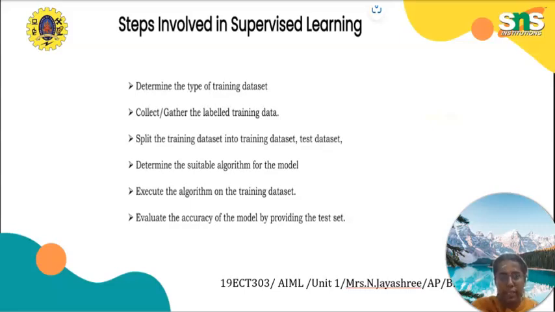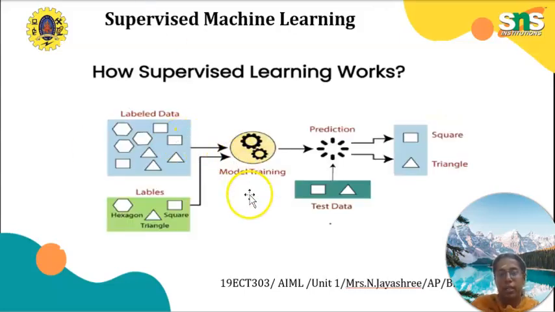With the steps, we can see a graphical representation of the steps involved in supervised learning. So instead of going by the theoretical part, we can see the graphical representation of these same steps. Let us see in detail how supervised learning works.